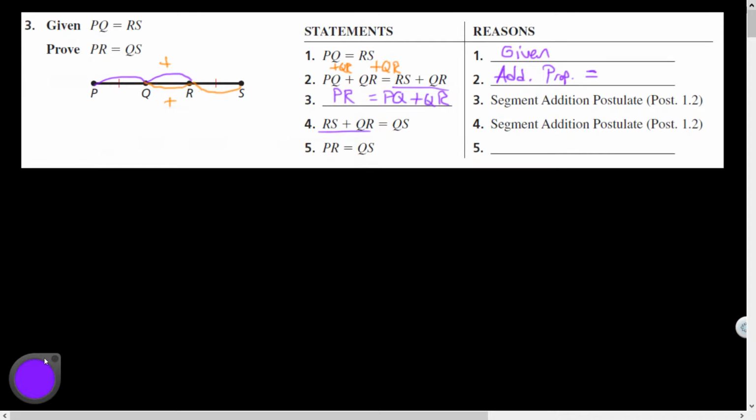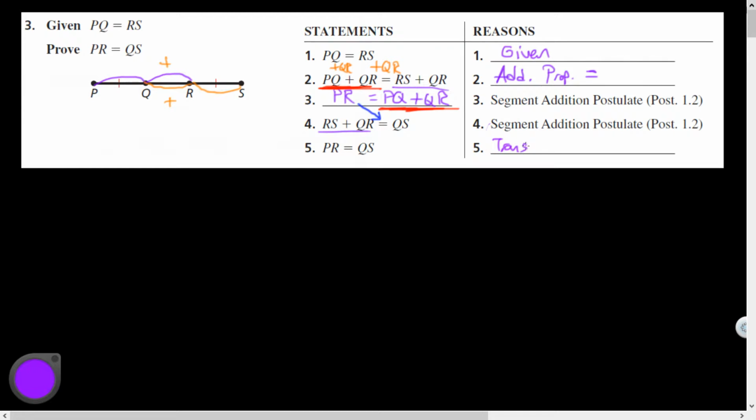Now notice this. I've got the transitive train coming along, all aboard. I've got PR is equal to PQ plus QR. PQ plus QR is equal to RS plus QR. RS plus QR is equal to QS. So I could skip all of those and conclude that PR is equal to QS. There were two middlemen on this problem. Did you all see that? That's a chain of logic, a train of transitivity.